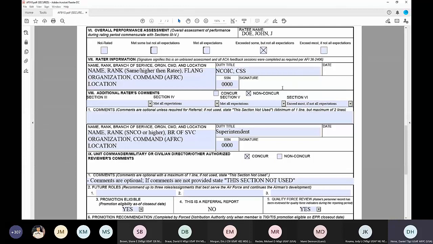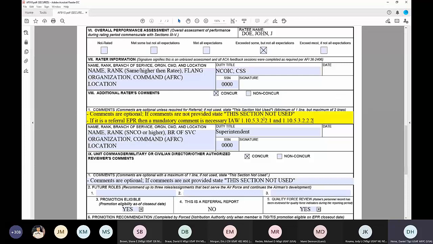But if they cannot come to a consensus, the additional rater always has the option to non-concur with the rater. In the additional rater section, comments are optional, so they don't have to have any bullets, but they do have to have at least this section not used. So if you're not going to provide any bullets, please use this section not used in the additional rater section.